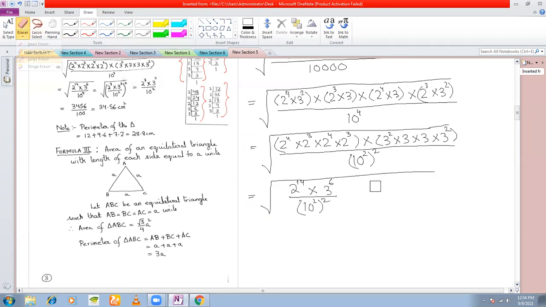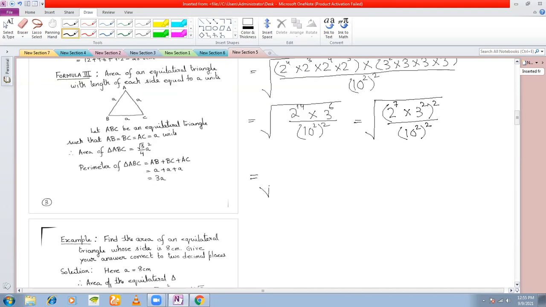Okay. So now if you see the denominator, I have expressed it as a perfect square. I just have to express the numerator as a perfect square. So what I do is I halve the power. So 2 to the power of 14 becomes 2 to the power of 7 and 3 to the power of 6 becomes 3 square, and I square all this. And in the denominator, I already have a square. So that now this ratio becomes 2 to the power of 7 into 3 square divided by 10 square, whole square.